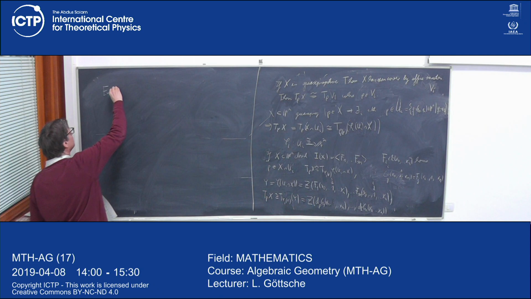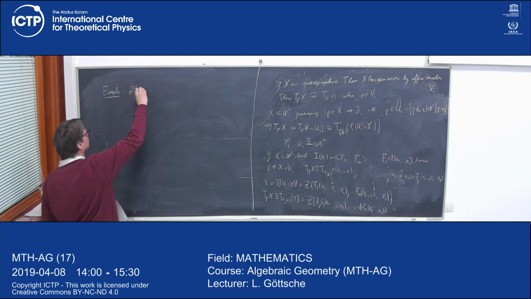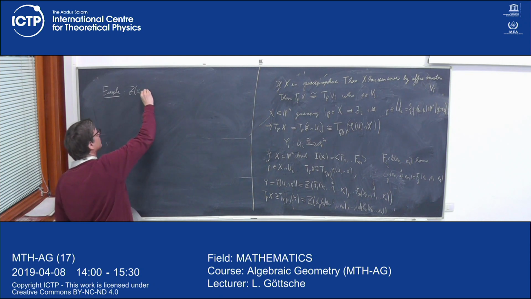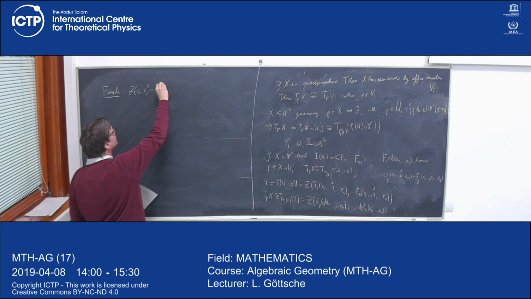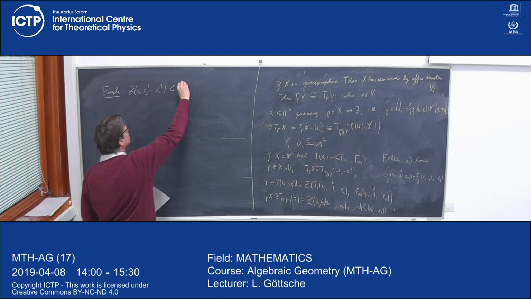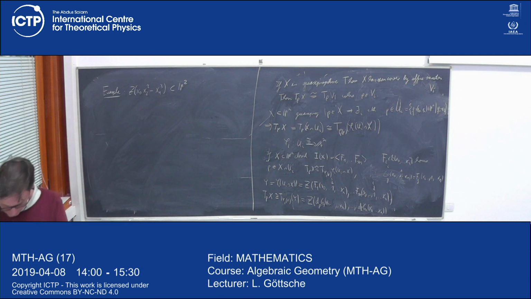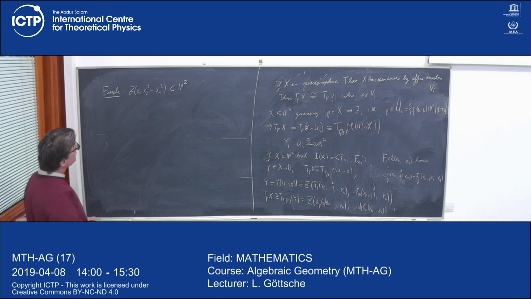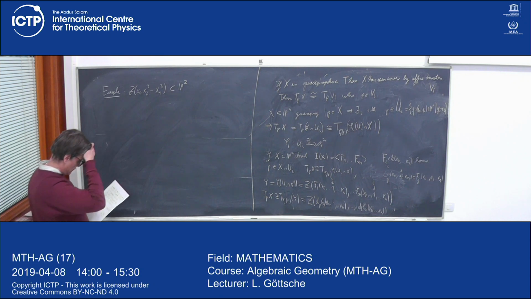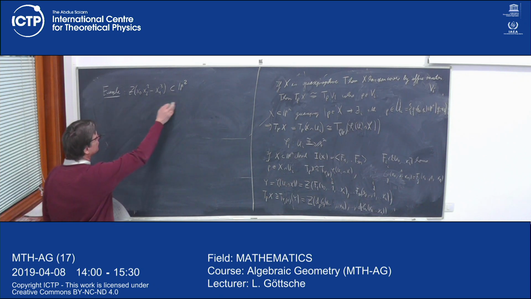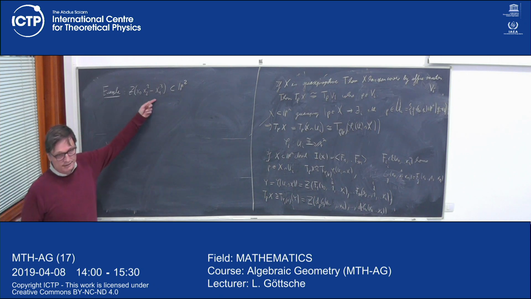Example. Take the zero set of, say, x0 x2 squared minus x1 to the 3 in P2. Okay, so we want to see what the singular points and so on of this are. So we have to look in the different charts to find where the singular points are.